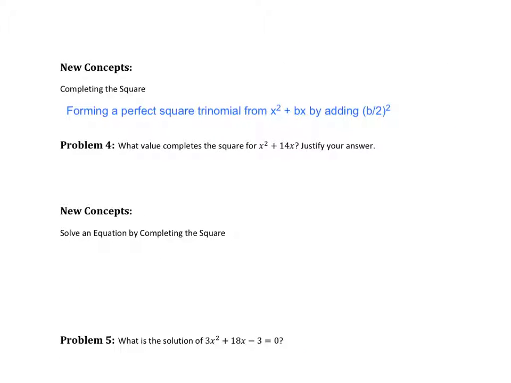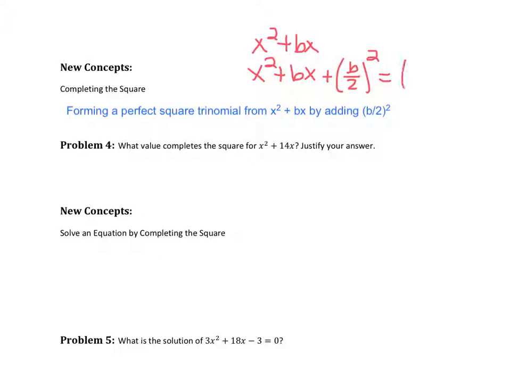All right, completing the square. We are going to form a perfect square trinomial by taking x squared plus bx and adding in parentheses b divided by 2 squared. Okay, and so let me just kind of explain what that looks like. So here is what we're going to start with on one side of the equation, something in the form of x squared plus bx. And what I want to do then is on both sides of the equation, we're going to end up adding b halves squared to both sides.